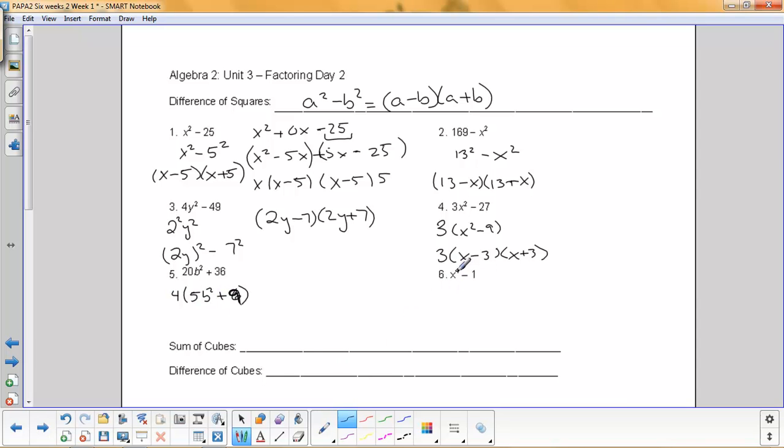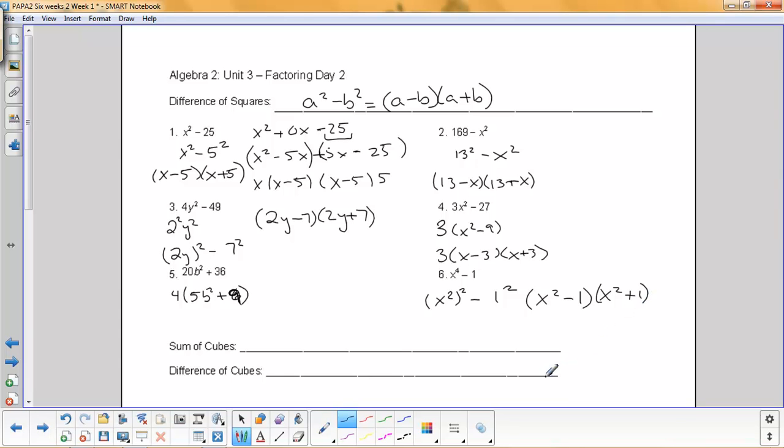Okay, looking at this from a different point of view, that is x squared squared. And remember, 1 is the smallest perfect square, which is 1 squared. So now you get x squared minus 1 times x squared plus 1.